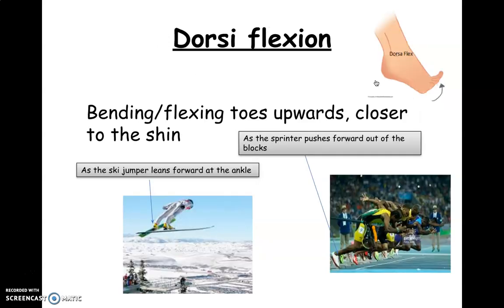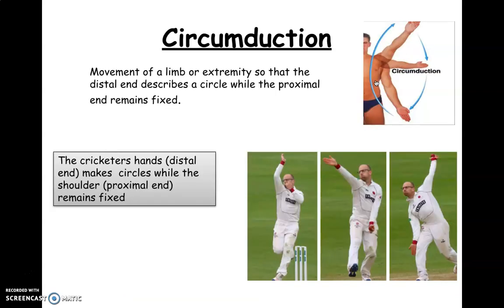And then the opposite is dorsiflexion. So you would bring your toes up closer to the shin. It's quite hard to do, to get them that close, but a ski jumper does it to keep their skis nice and high. They bring their toes towards them. And as a sprinter pushes forward out of the block, they're bringing their toes towards them as well, towards their shin.